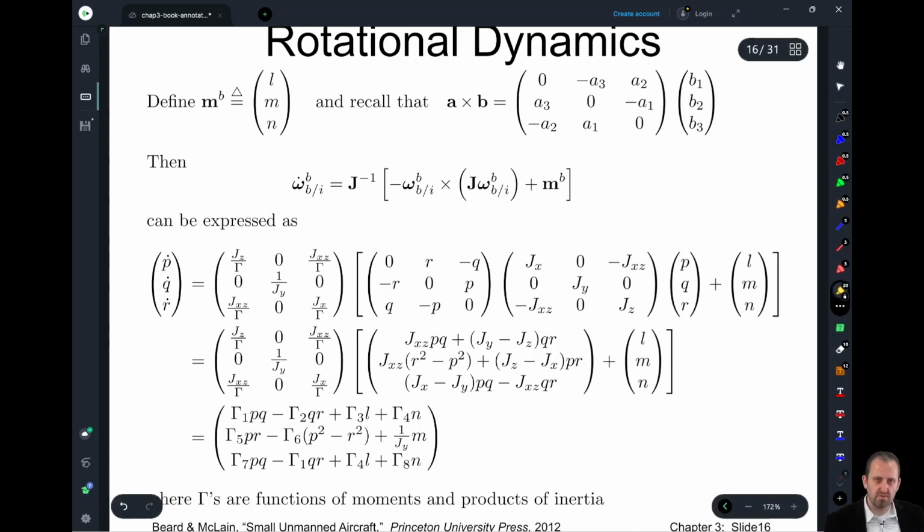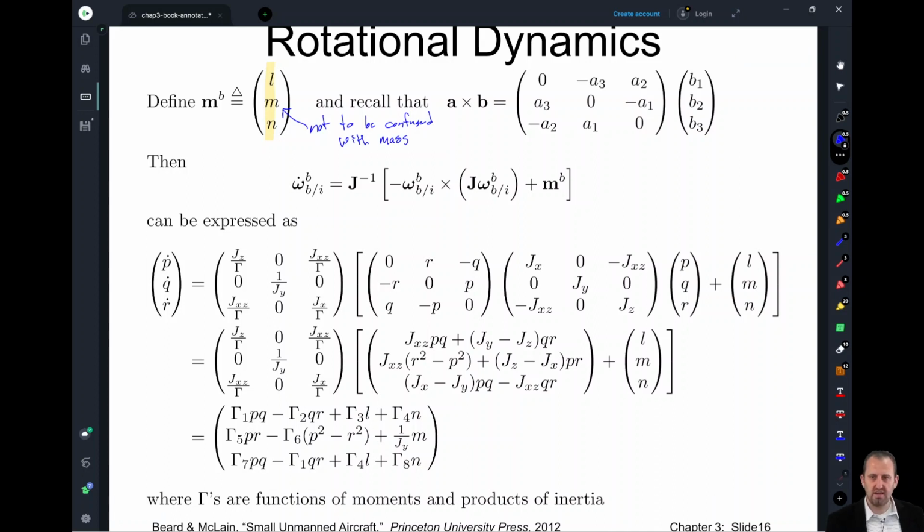Now we'll simplify everything out. The first thing we define is our moment vector. We're going to define that as L, M, and N. Again, not to be confused with mass. This is the moment about the y-axis in the body frame, right?